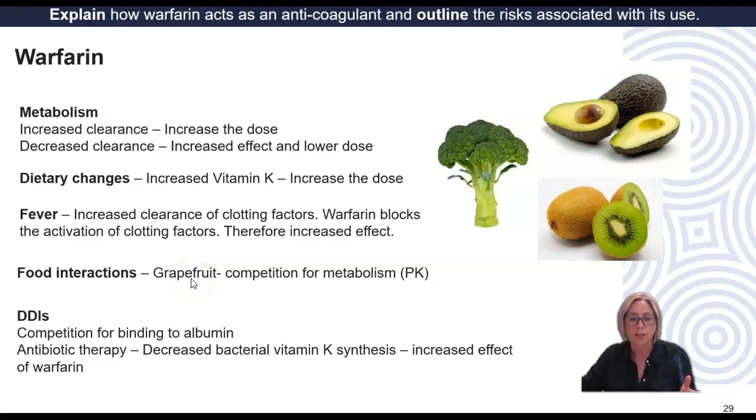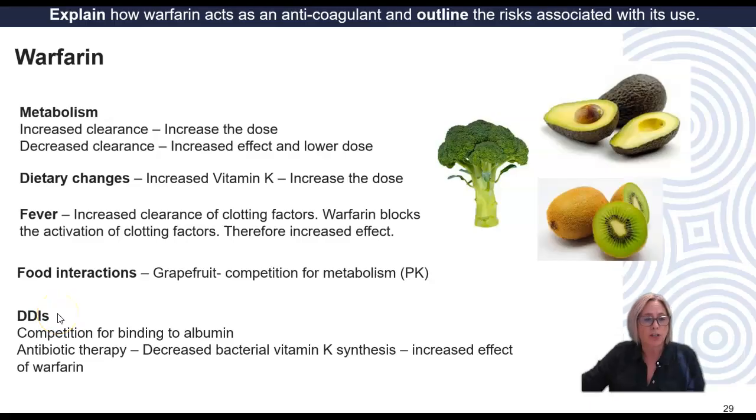Warfarin also interacts with different foods. So grapefruit, for example, there is competition for metabolism between warfarin and grapefruit. So this would be a pharmacokinetic interaction. And obviously, the grapefruit winning in this situation would potentiate the effect of the warfarin.